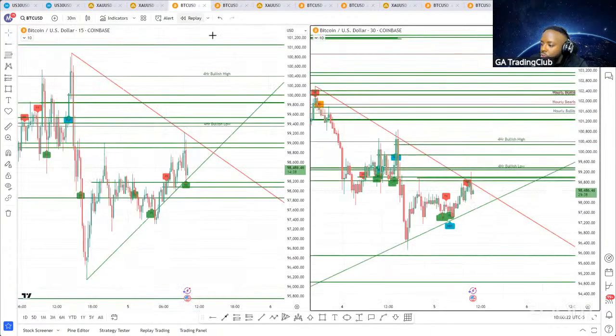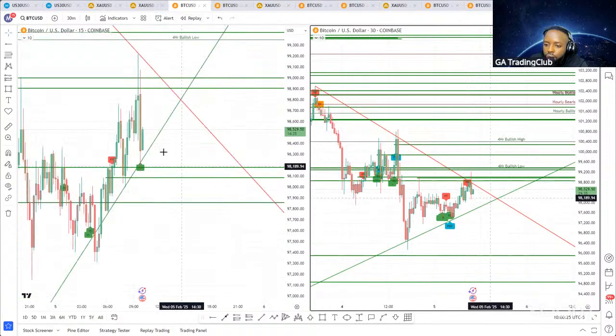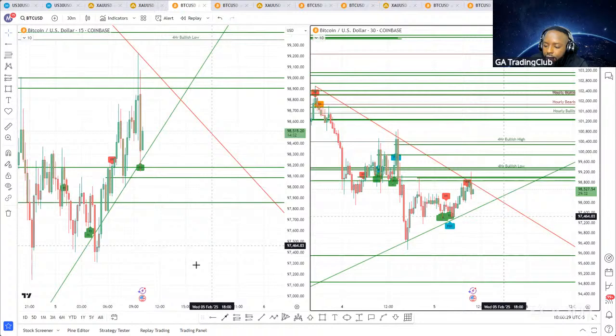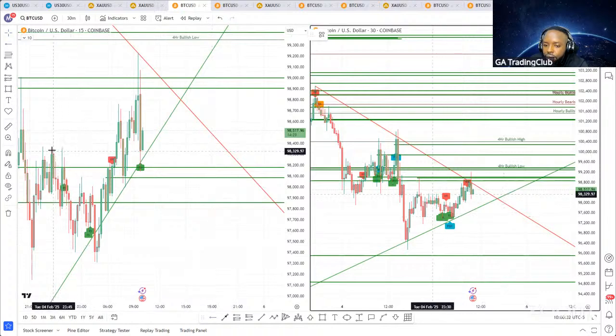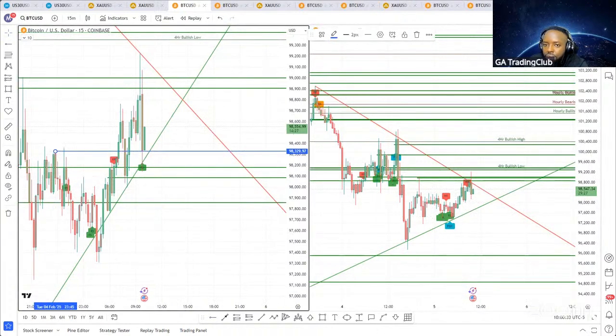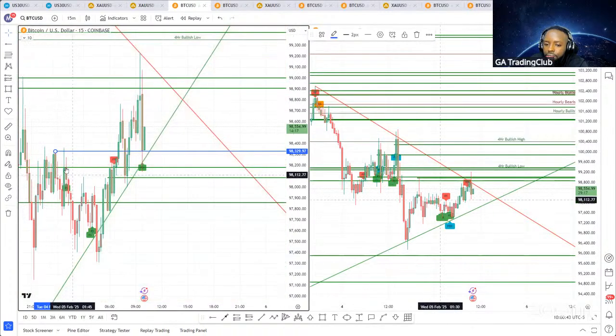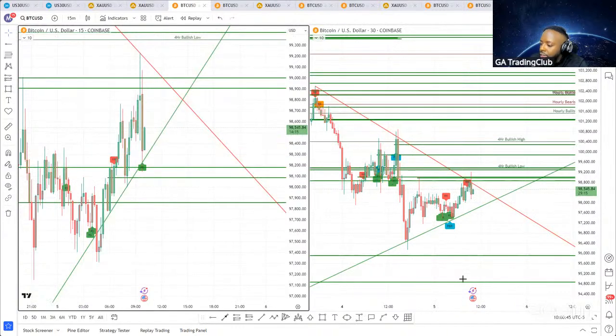So if we go back here to the rejection of support, if we had a green SAR here, actually, even though we had a green SAR, it's nothing that I would take, because we are still in a supply zone for BTC. So even for BTC, I don't see any trade currently.